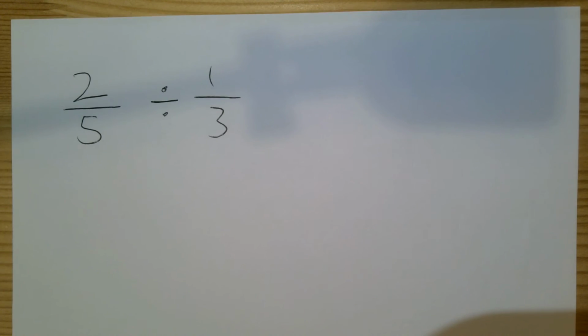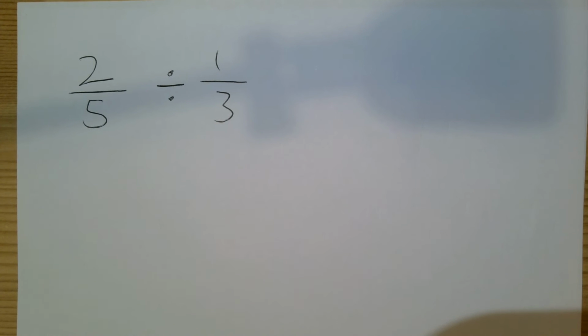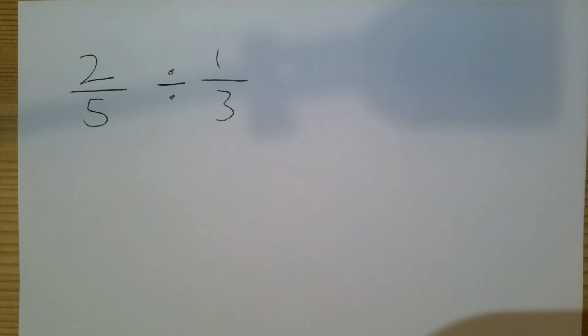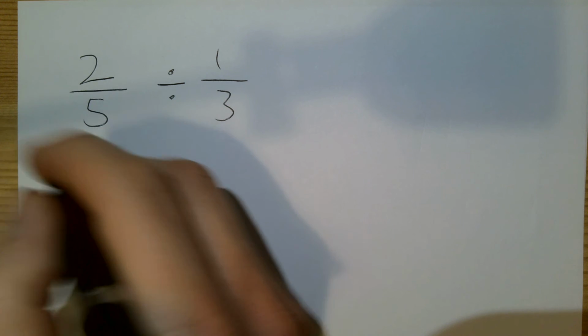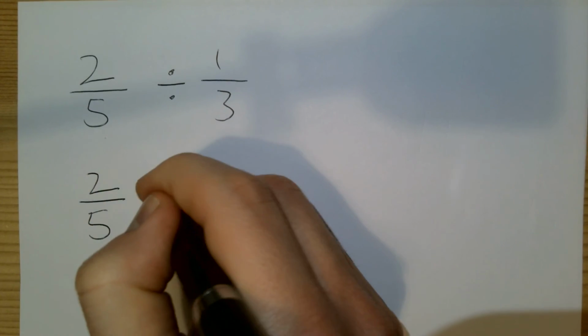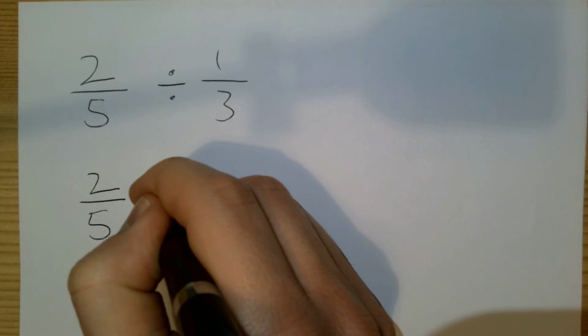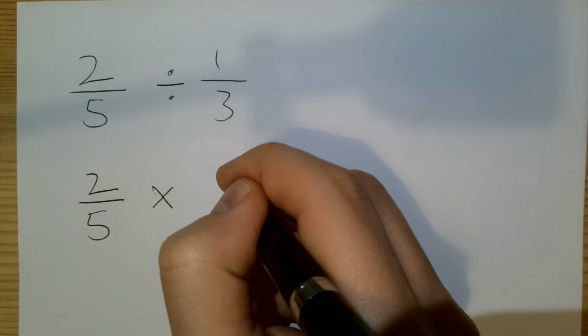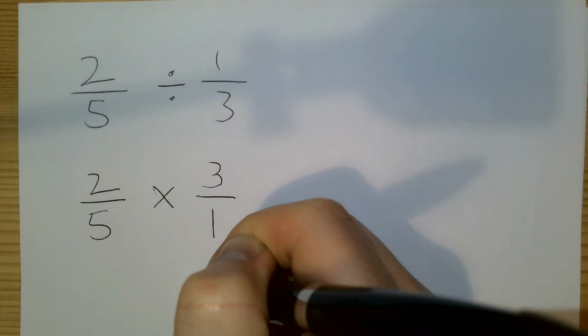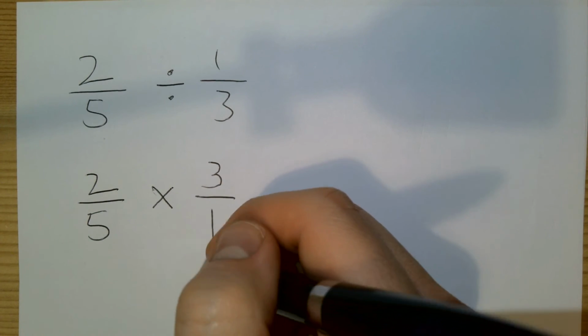So the first one, 2/5 divided by 1/3. I would suggest you pause the video now, unless you're really not sure. Pause the video now, see if you can do that in your yellow book, and then come back to check. Okay, so I'm going to keep 2/5. I'm going to change the divide to a times, and I'm going to flip the 1 over 3, so it becomes 3 over 1.